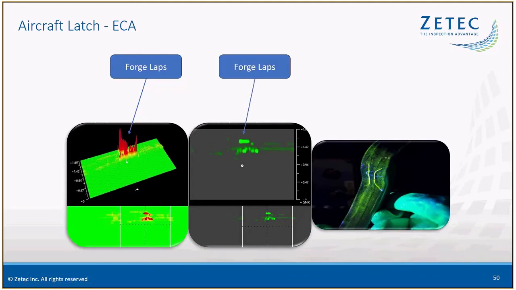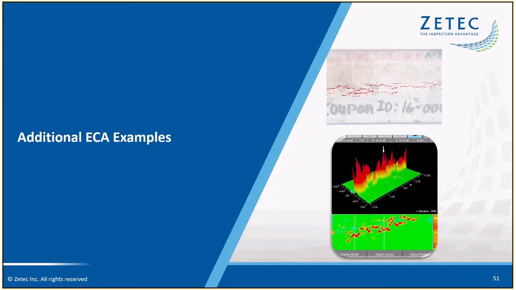One thing to note as we're going through these examples is that there's a wide variety of processing on these parts. You have machined and cast, forged, wrought. The eddy current array is able to handle all these different variations. So it's a very versatile technique. So here's some additional examples.